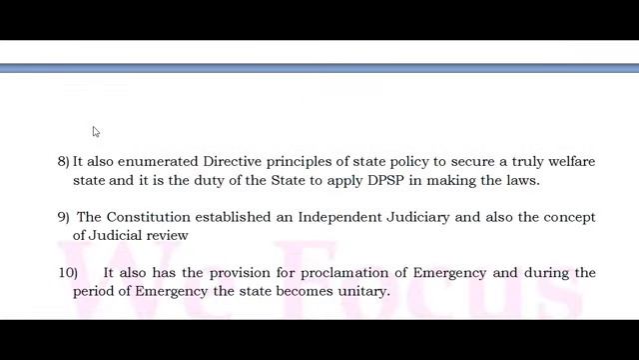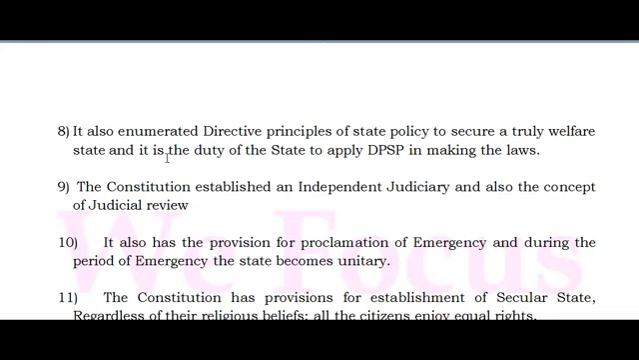And it also enumerated directive principles of state policy. So DPSP, we say, the directive principles. What are these directive principles of state policy? Its name is clearly saying that state policy should follow some principles. Those are called directive principles. Whenever the state is making laws, it should keep in mind that there are directive principles of state policy, and these must be followed by the state. That is the meaning.